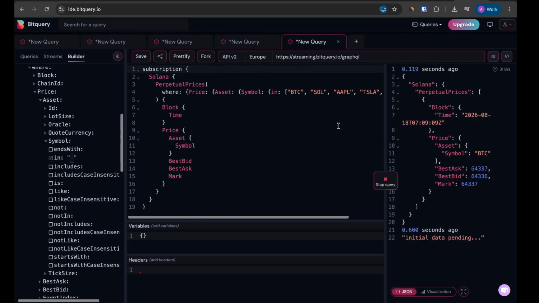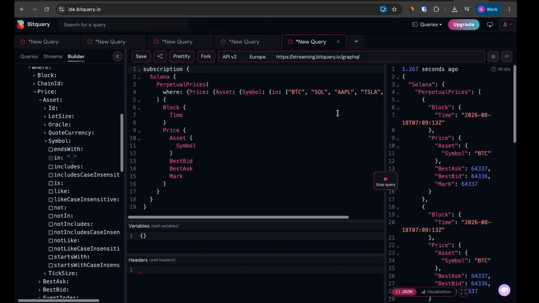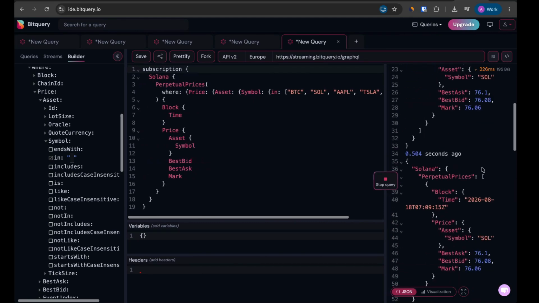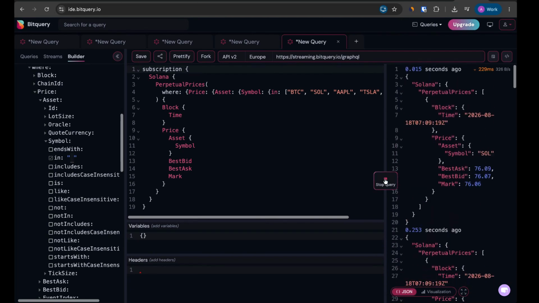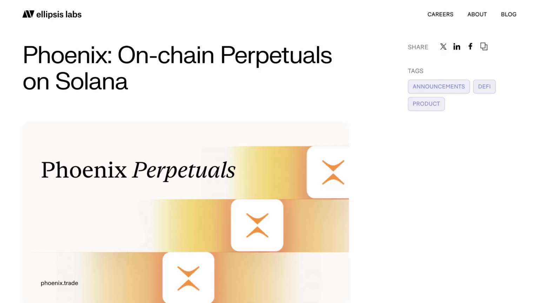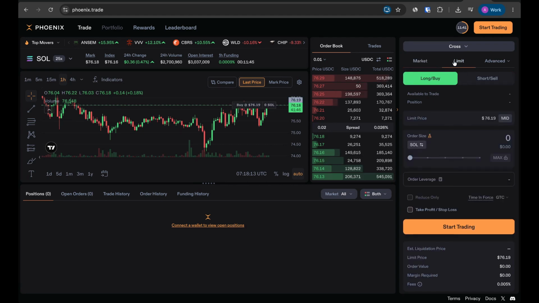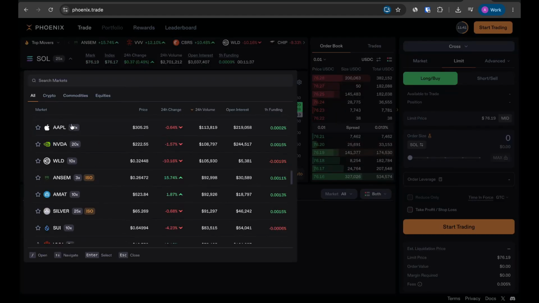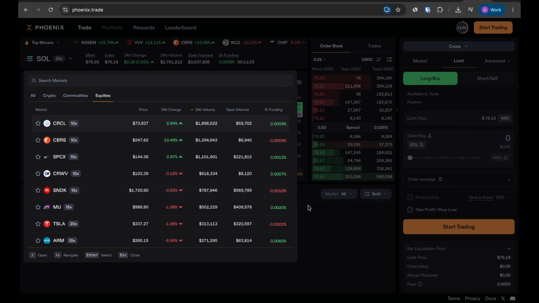What if you could stream live prices for Bitcoin, Solana, and Apple, Tesla, and gold, all from one on-chain perpetual futures exchange? That's Phoenix Perpetuals, a fully on-chain perp DEX on Solana built by Ellipsis Labs. It trades crypto majors, meme coins, US equities, commodities, even pre-IPO names, all settled on-chain.